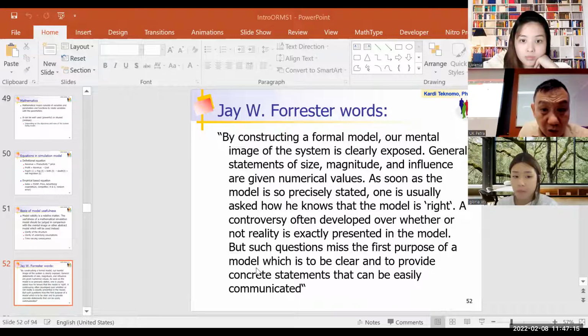A controversy often develops over whether or not reality is exactly presented in the model. But such a question misses the very first purpose of the model, which is to be clear, to provide a concrete statement that can easily be communicated." So you see here, based on this quote, that the purpose of the model, okay, is for communication, right?